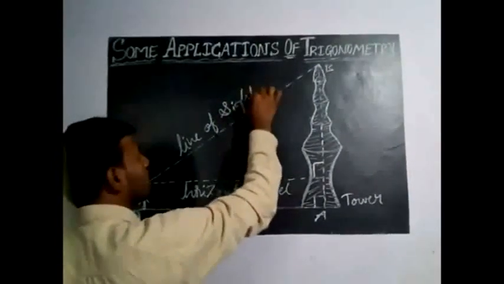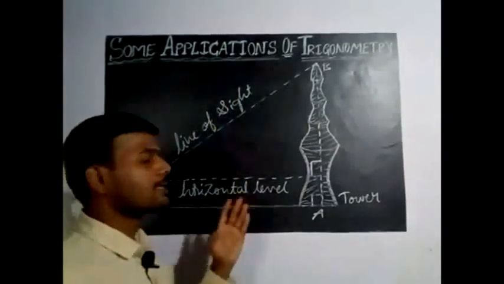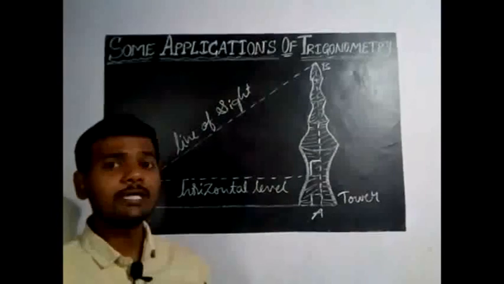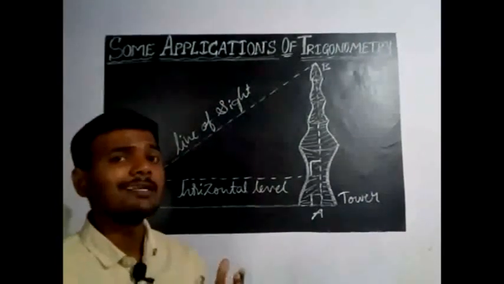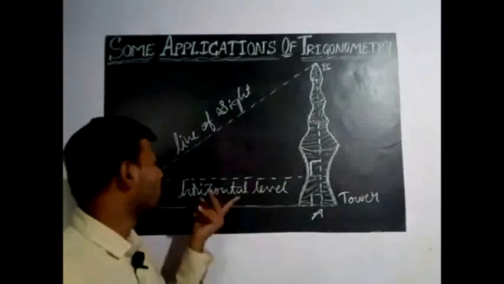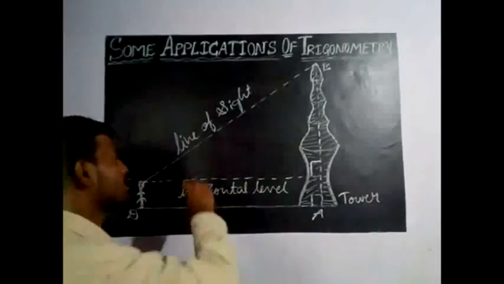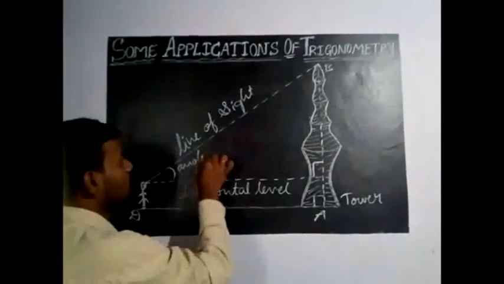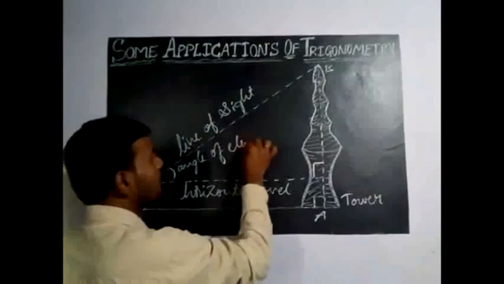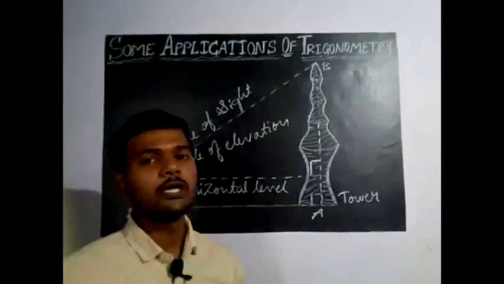Okay, here there is an angle formed between the line of sight and the horizontal line when the man looks above the ground. When a man looks above the ground, there is an angle formed between the horizontal level and the line of sight, and this angle is known as the angle of elevation, or angle of inclination.